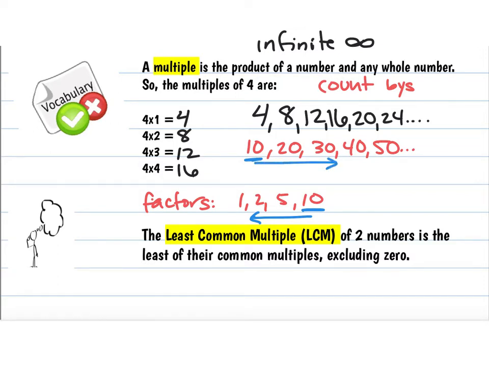So the least common multiple of 2 numbers is the least of their common multiples, excluding 0. So we're not counting 0. What you'll notice maybe right now, even if I did the listing method for 4 and 10, I listed those out. The multiple of 4 was 20, and that was also a multiple of 10. So for 4 and 10, their least common multiple was 20.